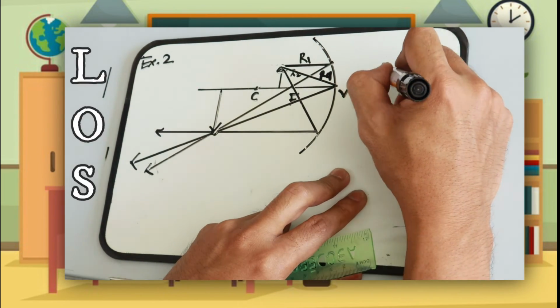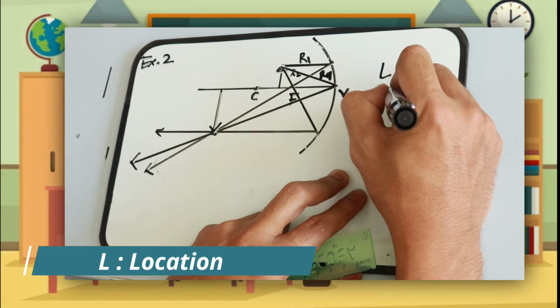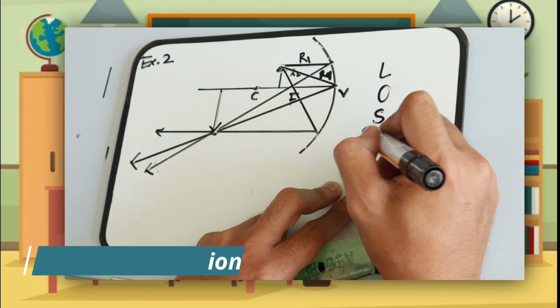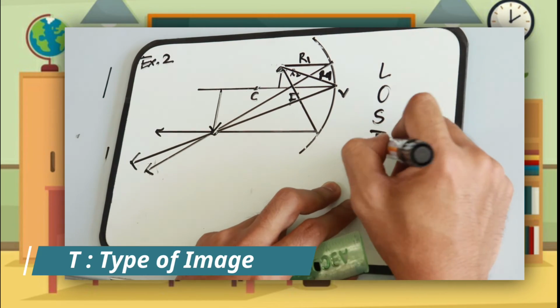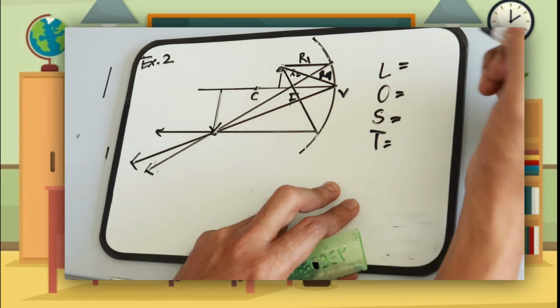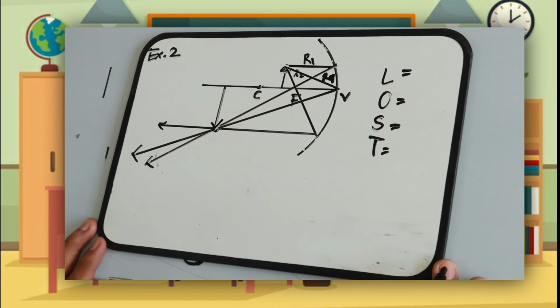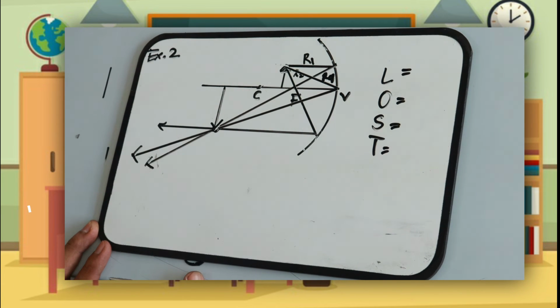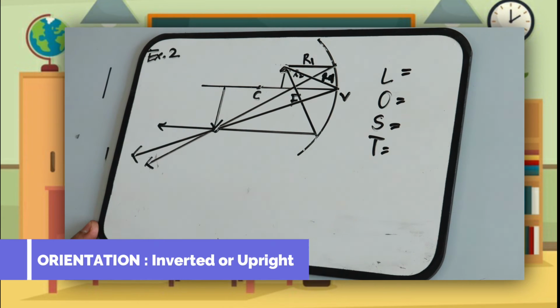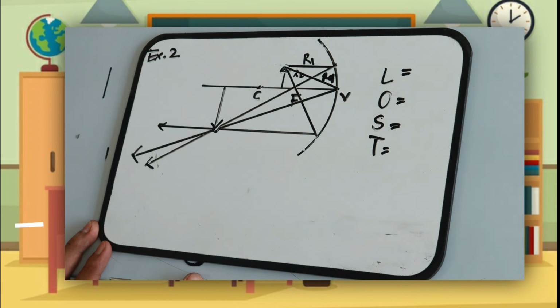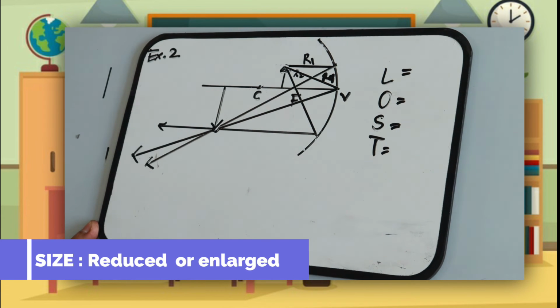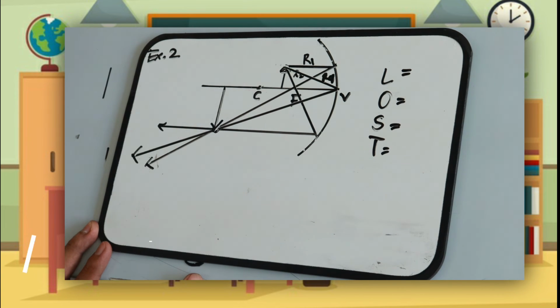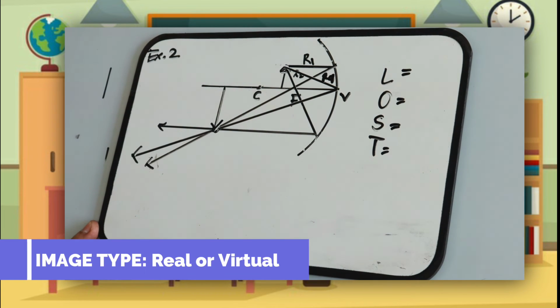So we will be using LOST again. L for location, O for the orientation, S for the size, and T for the type of image. So again, for the LOST, you're going to choose between the two. It can be in front or back portion of the mirror. For our orientation, it can be inverted or upright. For the size, it can be reduced or enlarged. For the type, it can be real or virtual.